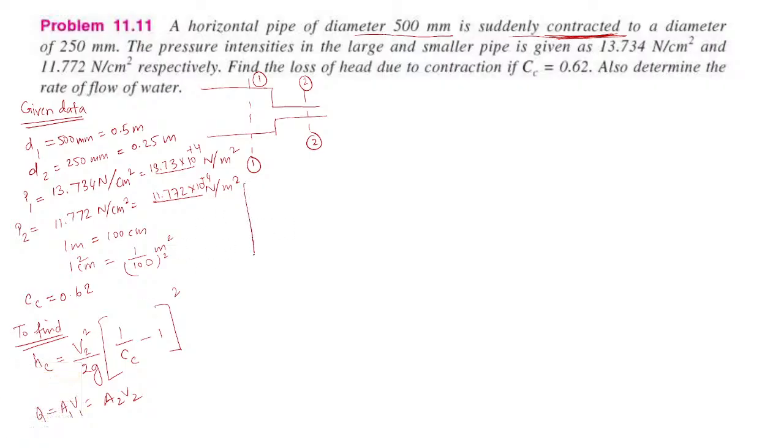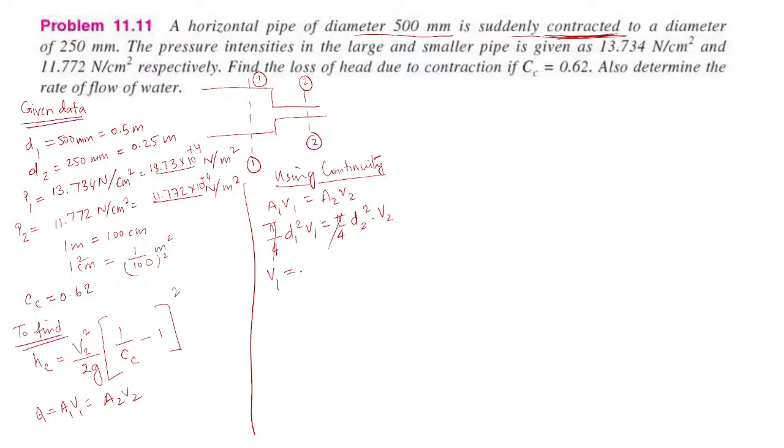So first, let's check using continuity. So what is continuity? A1 V1 is equal to A2 V2. So what will I get from this one? Neither do I know V1 nor V2. So if I substitute here, pi by 4 d1 square V1 equals pi by 4 d2 square into V2, right? So cancel off this thing. So I can finally get some equations.